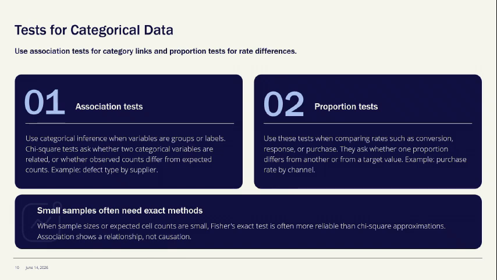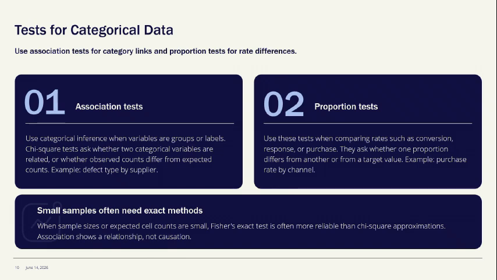Not all data are numerical. Sometimes our variables are categories such as gender, product type, customer segment, or region. In these cases, we use categorical data tests. Chi-square tests help determine whether two categorical variables are associated. For example, is customer satisfaction related to geographic region?